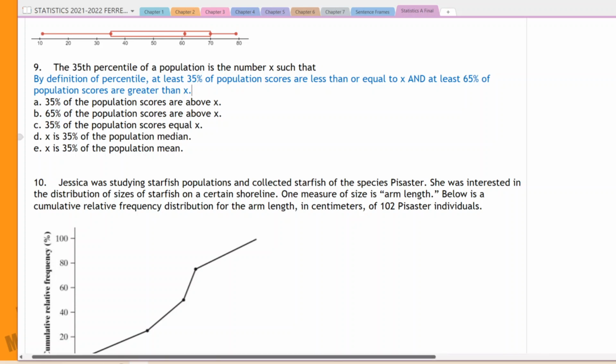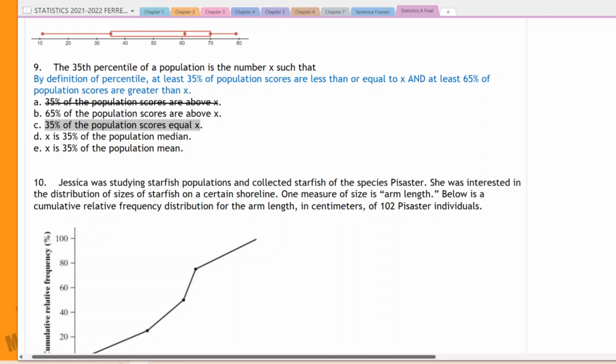Now, these are all a little bit weird. 35% are above x. Now, that can't be correct because 35% need to be below x. 65% of population scores are above x, and that really should be 65 or more percent, or at least 65% are above x. But 65, that sounds decent. Not exactly correct.